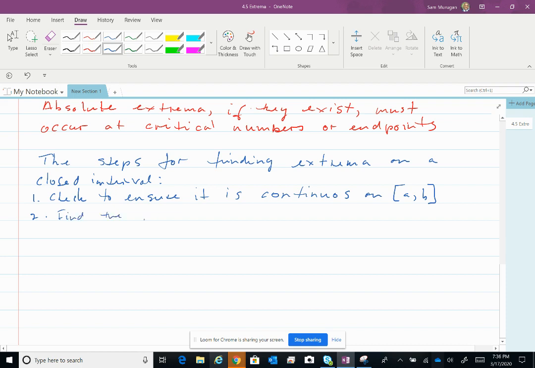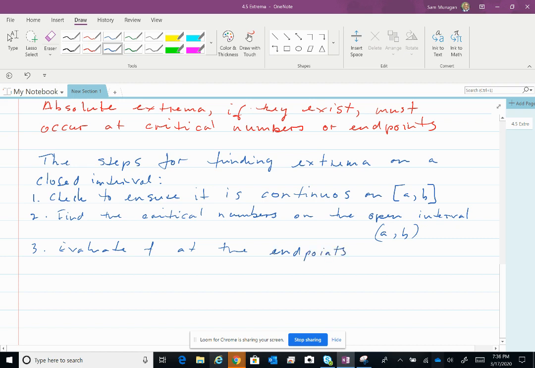Step 2, find the critical numbers on the open interval A, B. Step 3, evaluate f at the endpoints A and B, and at the critical numbers found in step 2.